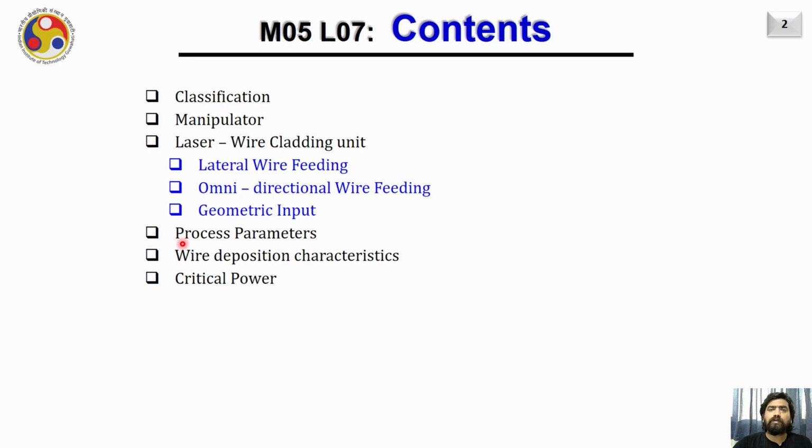Also, we shall discuss about the process parameters for this system. Then we shall discuss about the wire deposition characteristics, and in the end a little bit we shall discuss about the critical power which is required for depositing the material on a substrate or pre-built layer.